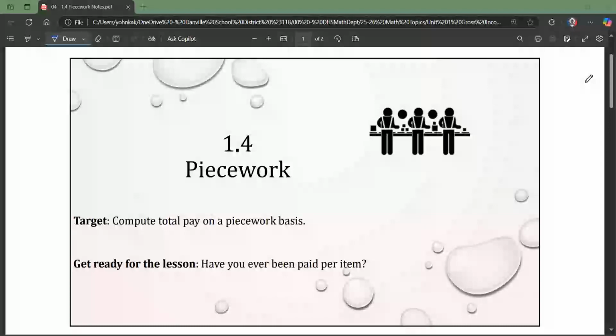Hey kids, welcome to section 1.4, piecework. Today we're going to learn how to compute total pay on a piecework basis. So I want you to think about if you've ever been paid per item or per service.